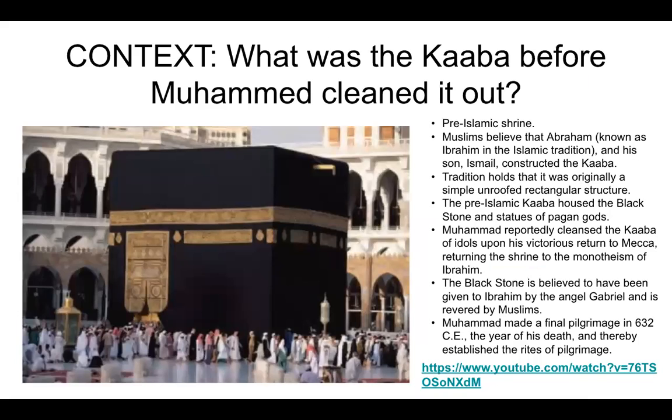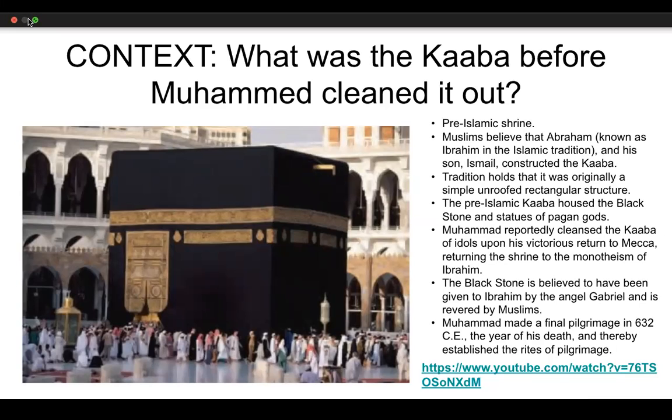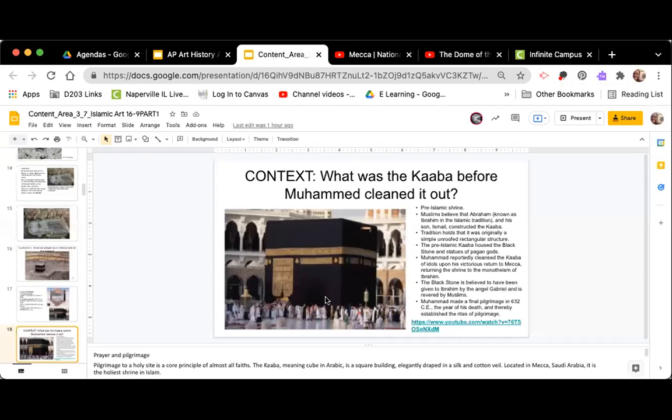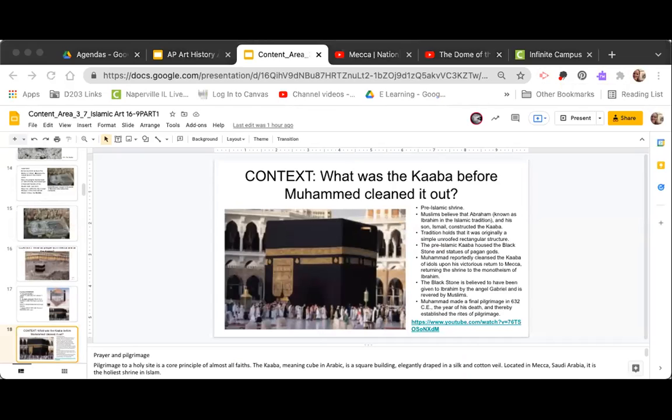Okay, so the Kaaba was cleaned out by Abraham, or excuse me, by Muhammad. Like I said, it comes from the time of Abraham, but it held a lot of idols that went against the religion. And so once he actually went there, he cleaned it out. I'm going to pause the video for this, and we're going to watch a short video from National Geographic. It will review some of the information that I just mentioned.